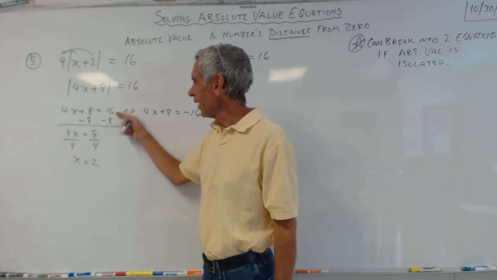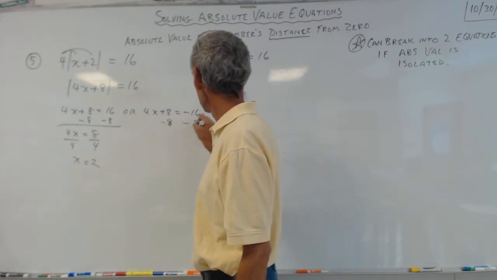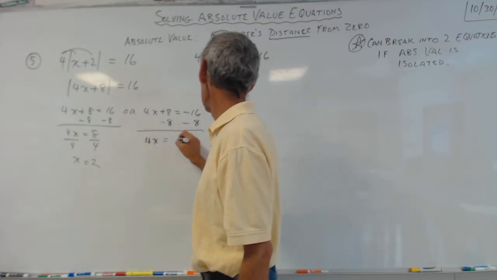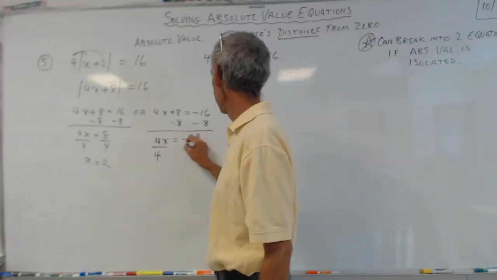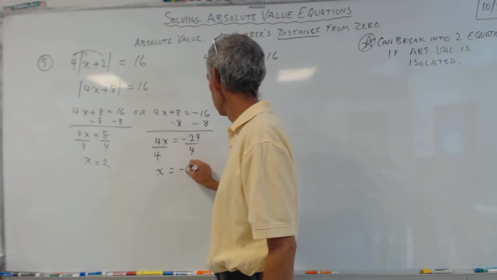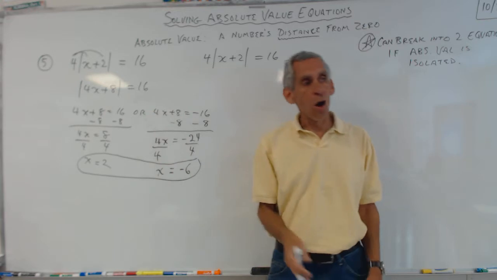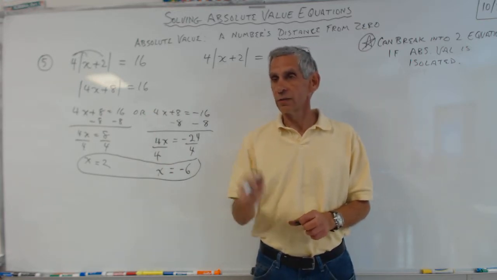So I just solved that equation. Now I'm going to solve this one. I'm going to subtract 8. That gives me 4x equals negative 24. Divide by 4. x is equal to negative 6. So there are my 2 answers. There are always 2 answers with absolute value equations.